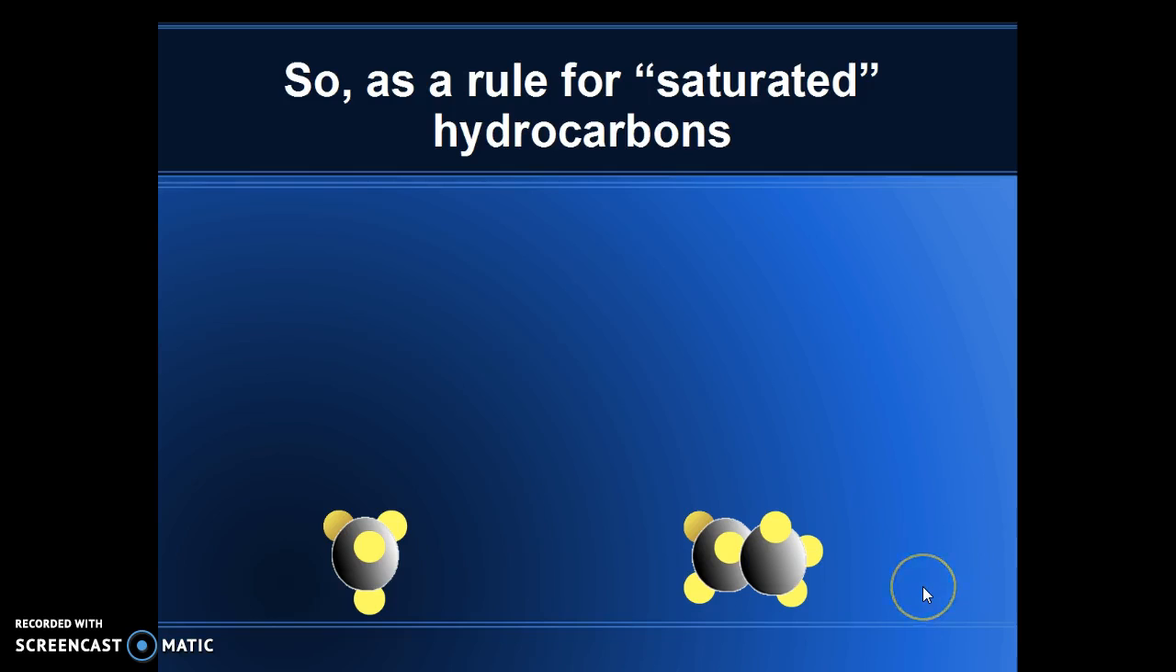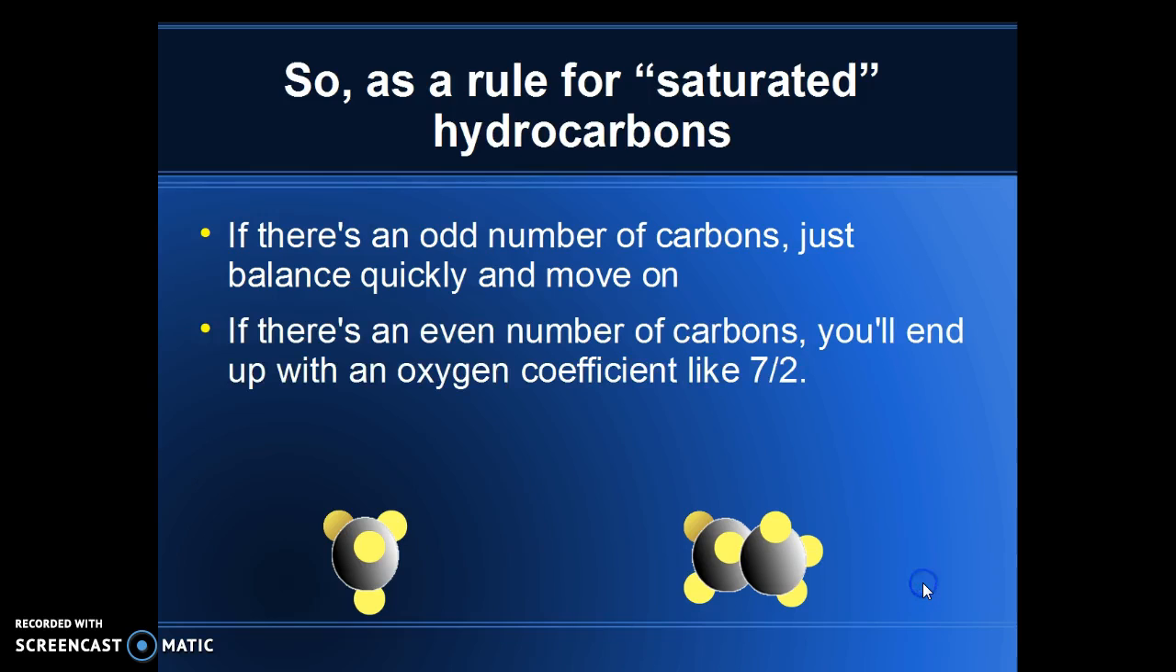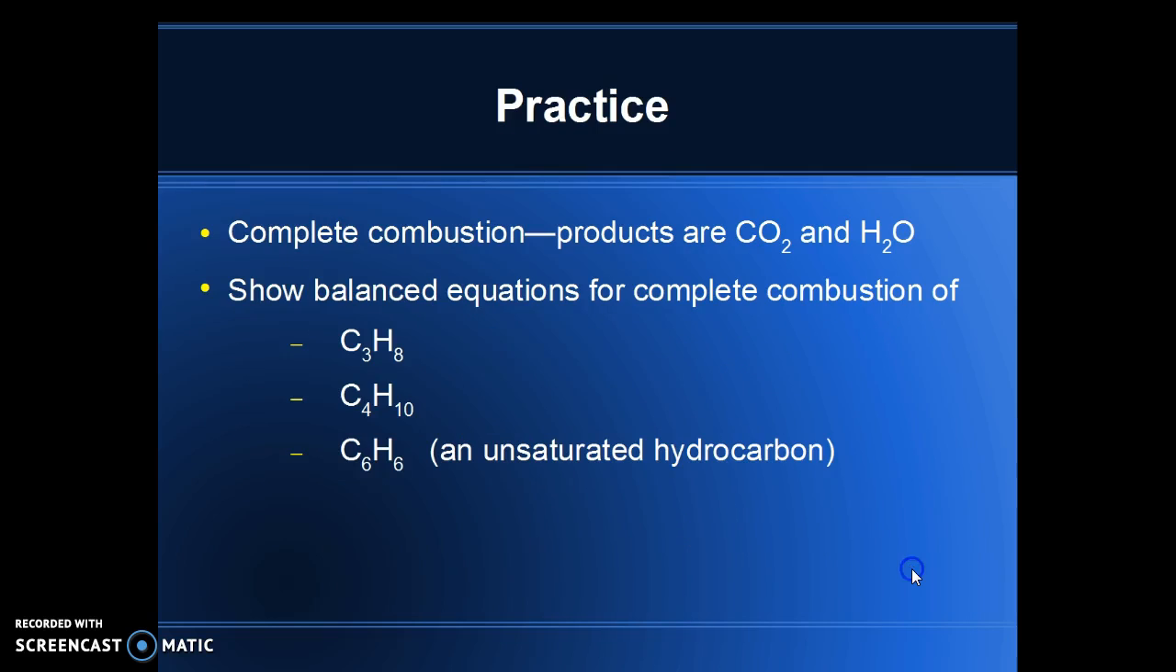So as a rule for saturated hydrocarbons, no double bonds between carbons: if there's an odd number of carbons, just balance quickly and move on. But if there's an even number of carbons, you'll end up with an oxygen coefficient like 5 halves, 7 halves, 9 halves. So pencil that number in and go ahead and balance it. And then in the end, to get rid of the 7 halves or 3 halves or whatever it is, you'll multiply the entire equation by 2 to get a correctly balanced equation with all whole number coefficients.